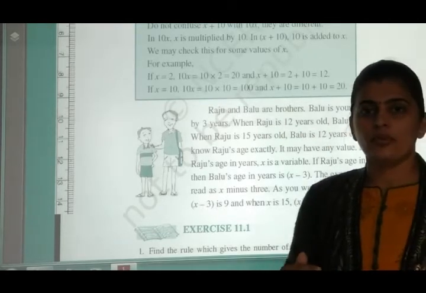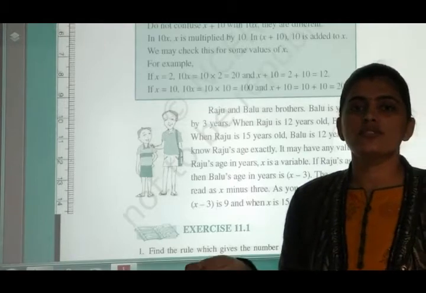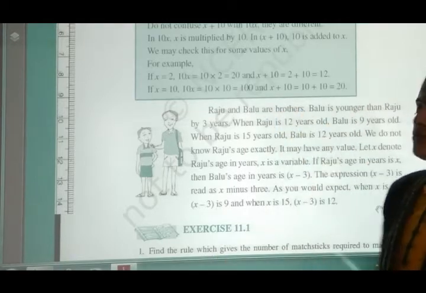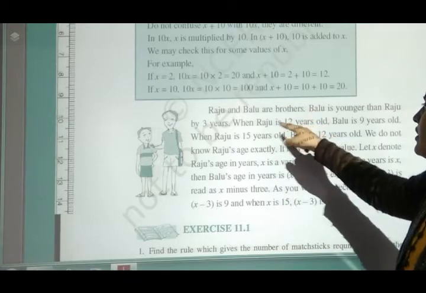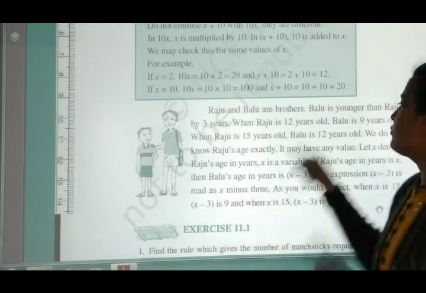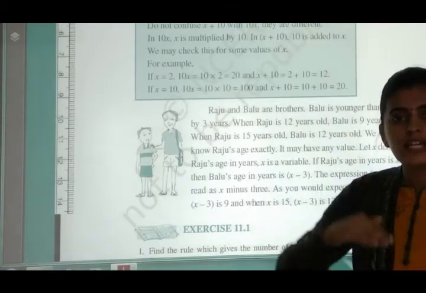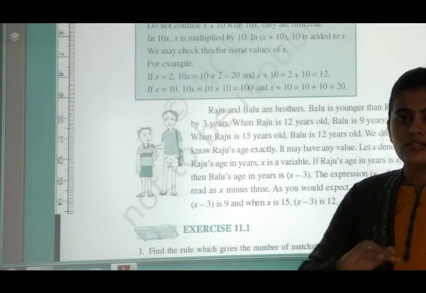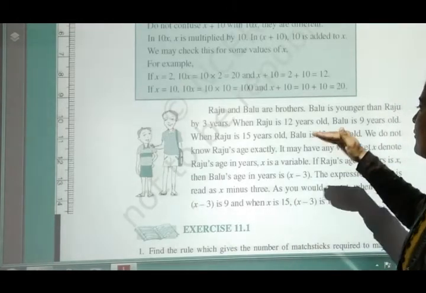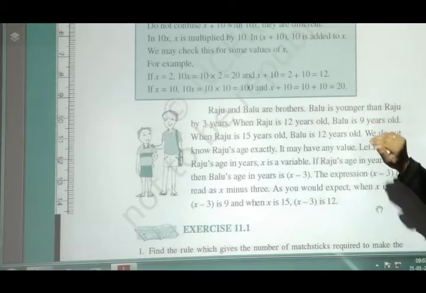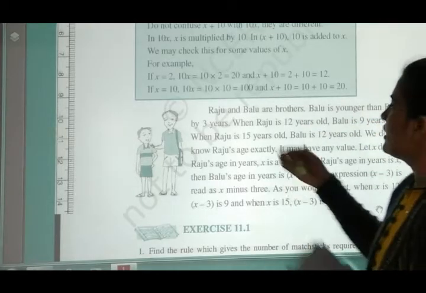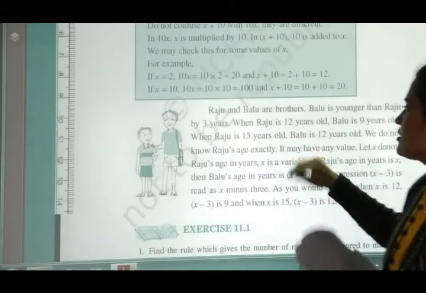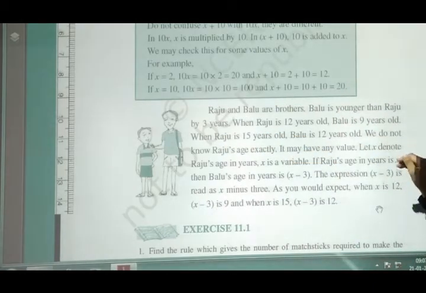So here suppose we don't know the age of Raju and Balu. First suppose that Raju is 12 years. If Raju is 12 years, then what will Balu be? Balu is 3 years younger. Then we have to subtract: 12 minus 3, then it will be 9. So Balu's age will be 9 years. Now when Raju is 15 years old, then Balu will be 12 years old.